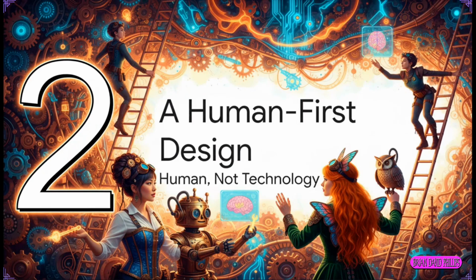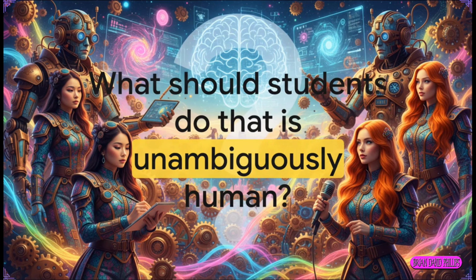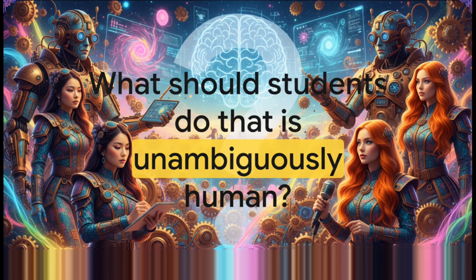To make sure we're actually building ladders, we need a solid guiding principle. And that principle is pretty simple. We have to put the human, not the technology, at the absolute center of our design. So where do you even start? Well, not with the fancy apps or the latest AI plugins. You start with this fundamental question right here. Just forget about the tech for a second and ask, what skills are still going to be valuable when AI gets even faster and even cheaper?